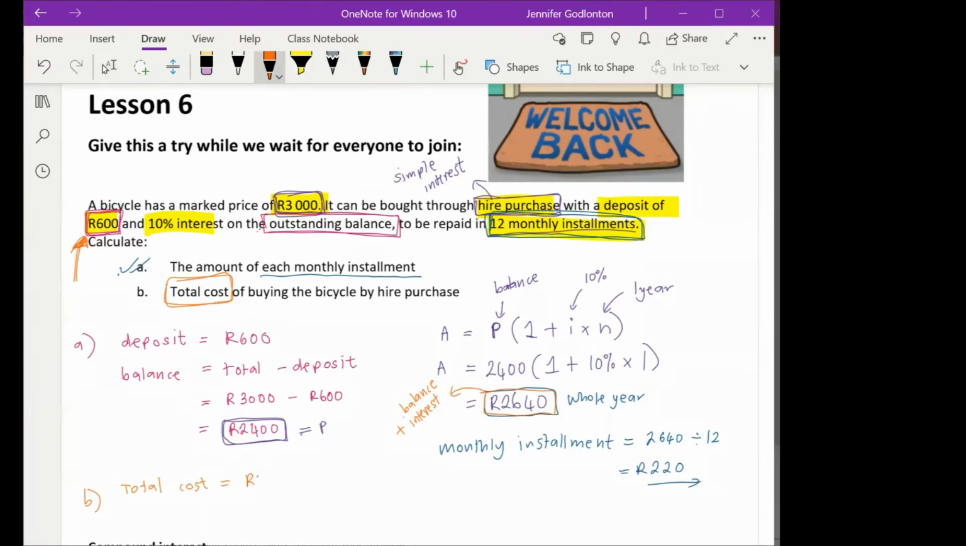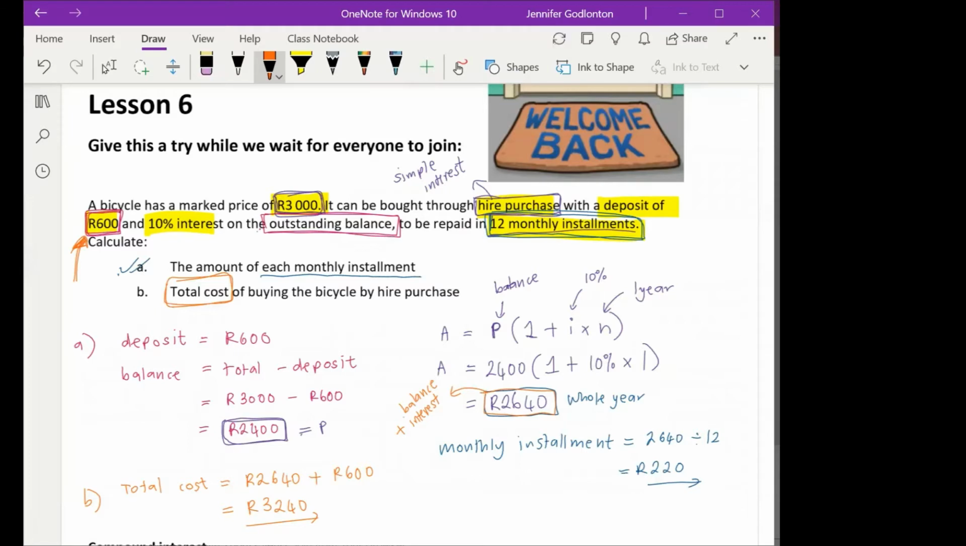Okay, so the total cost is definitely 2,640. The deposit was 600 Rand. So we got to add those two together and we get a beautiful total of 3,240 Rand. And that is pretty much as complicated as a hire purchase question can get.